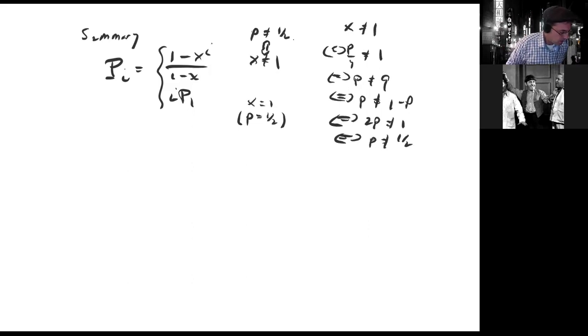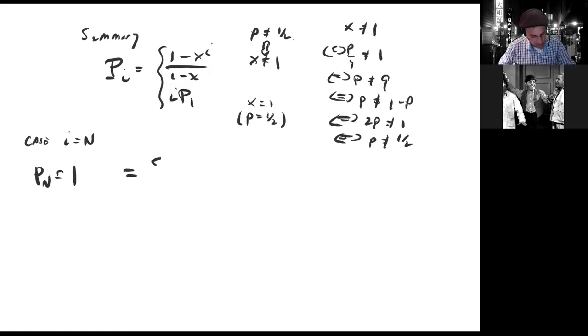Okay. All right. So what about this formula? It is good for all i. So if we take the case i equals n, notice what this says, because p sub n is equal to 1, we saw that was an initial condition. So we see that 1 is equal to 1 minus x to the n over 1 minus x times p1 if p is not a half, and it's equal to n times p1 if p is a half.